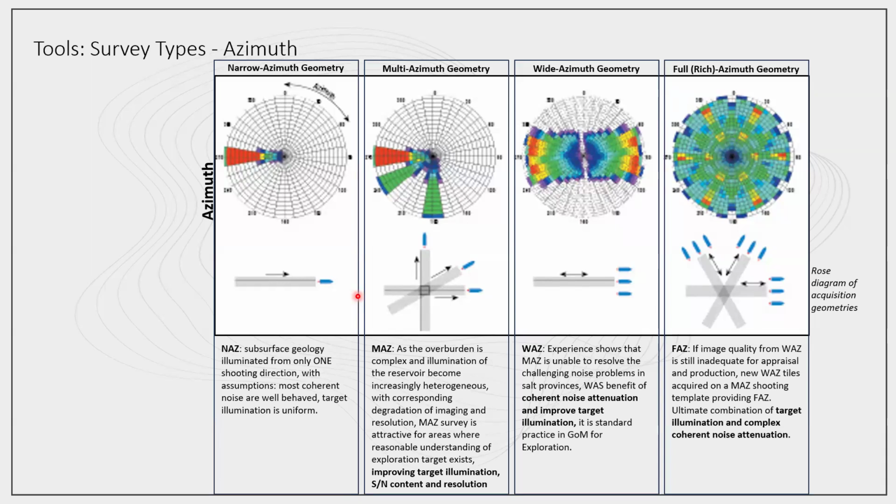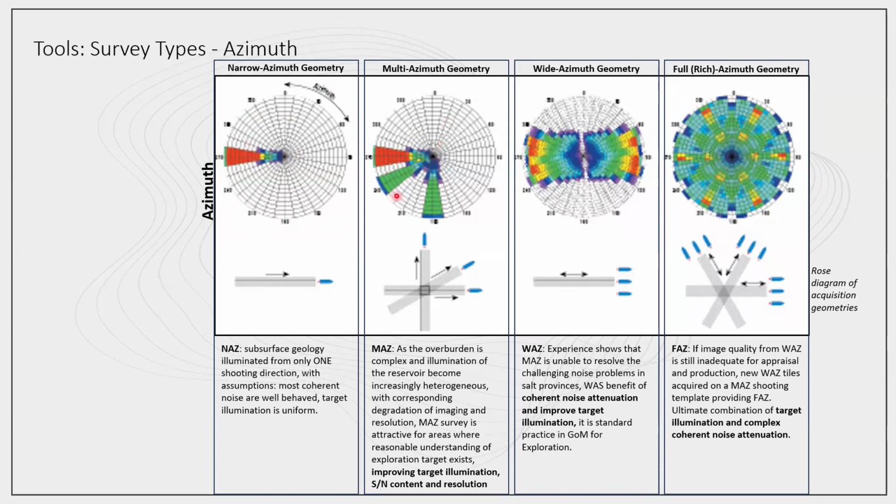And this is based on the objective. So narrow azimuth, and we can take a look for the description along the whole different geometries from NAZ, which is the narrow azimuth, multi-azimuth, wide azimuth, and full azimuth. Each one of them, we are increasing recording azimuths. So just the narrow azimuth is just only a single azimuth across the whole Rose diagram of the acquisition geometry.